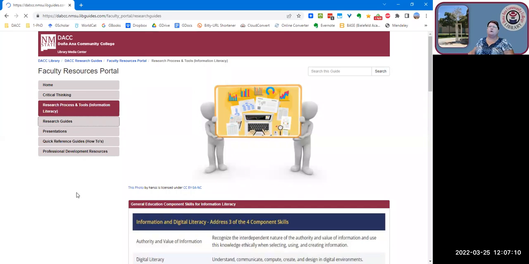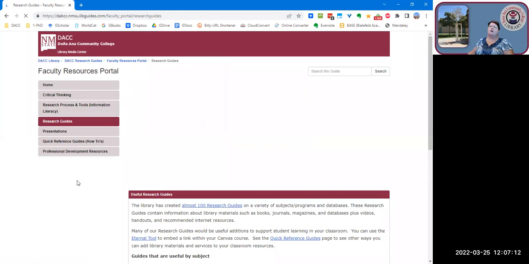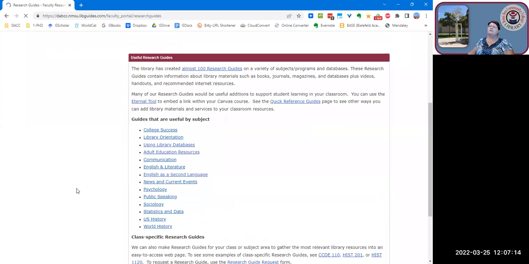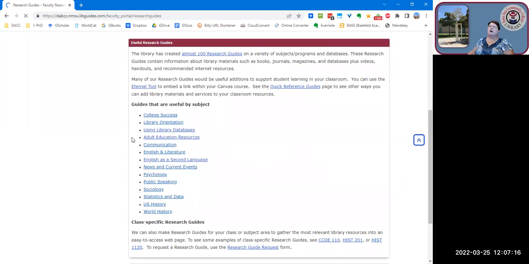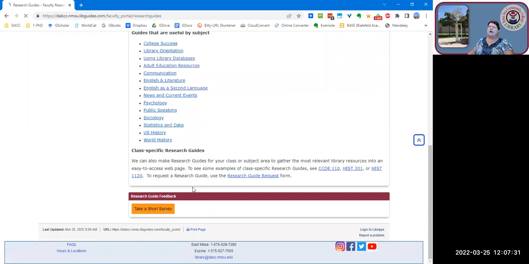But then we went ahead and identified some guides that might be useful to you in a subject. If you're teaching an English class, we have a research guide on English. If you're doing news and current events, we have a research guide for that. All of these things. And then we have class-specific research guides.